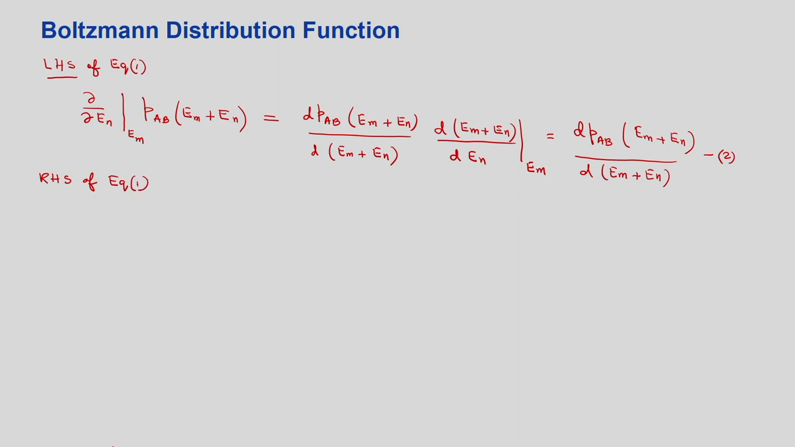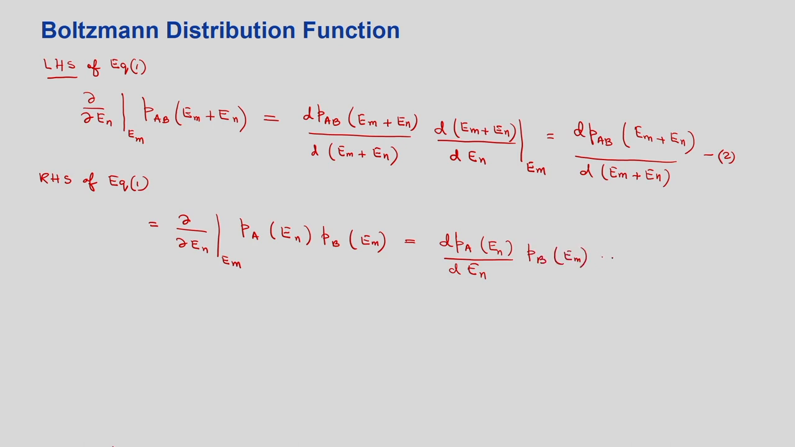The right hand side of equation 1 was the product of the two probabilities. If I do a derivative with respect to any of the energies, the other will remain constant. So the right side is dou by dou EN, keeping EM constant, of the product PA of EN and PB of EM. This derivative with respect to EN applies only on this part, so PB of EM is constant and stays outside. We have d of PA of EN by d of EN, into the probability PB of EM. Let us suppose this is equation 3.